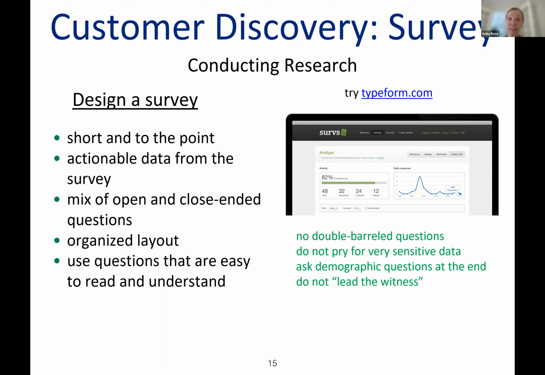And then not leading the witness. That is, you don't want to lead them with the answer. You want to be fair and honest with yourself so you know whether you need to pivot or not. So it's very important to not lead the customer, that potential customer, with the answer you want. You let them answer it however they need to, whatever is important for them.